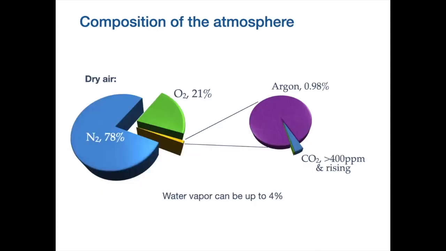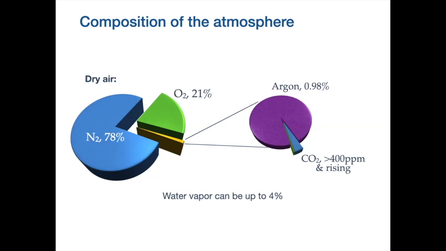So what's the atmosphere made up of? I'm going to start by considering dry air, and dry air is 78% nitrogen, 21% oxygen, and the remaining 1% is largely argon, and then there are other gases, including CO2, which is a little bit greater than 400 parts per million, but it's increasing all the time.